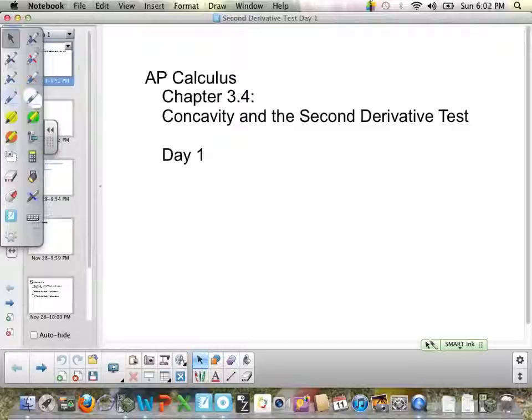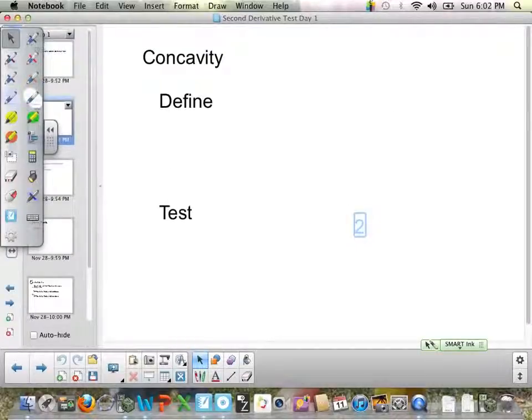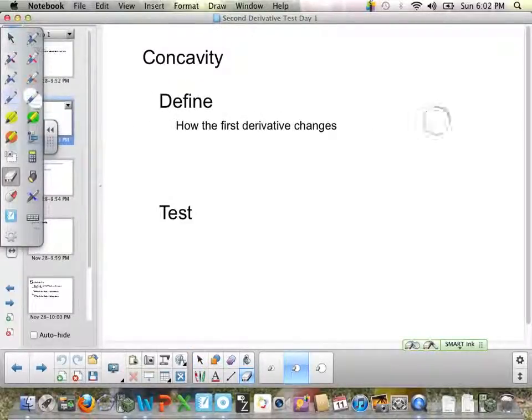Chapter 3.4, Concavity and the Second Derivative Test, Day 1. First off, what is concavity? Concavity is defined as what's happening with the first derivative. It's how the first derivative changes.